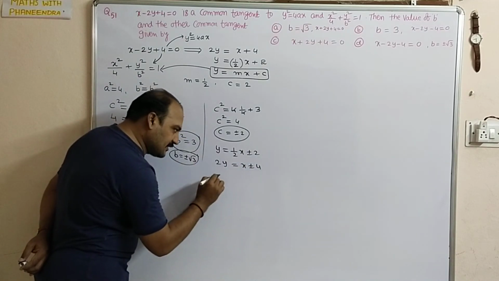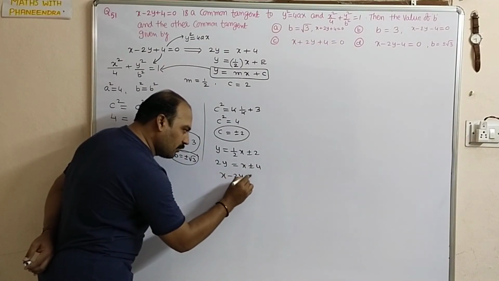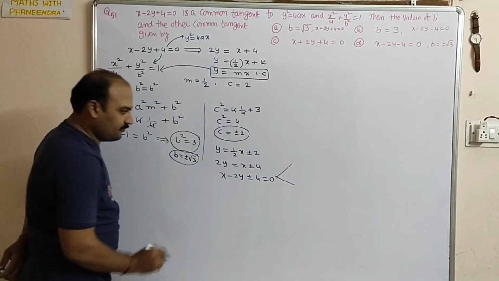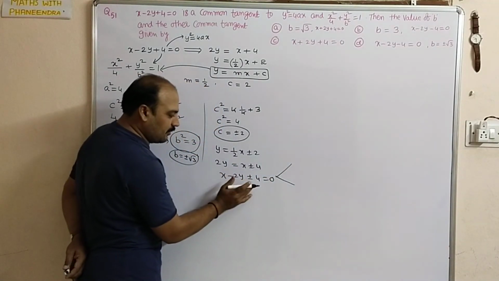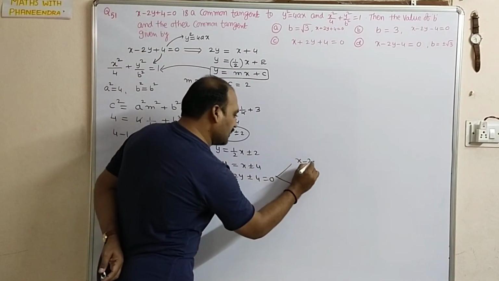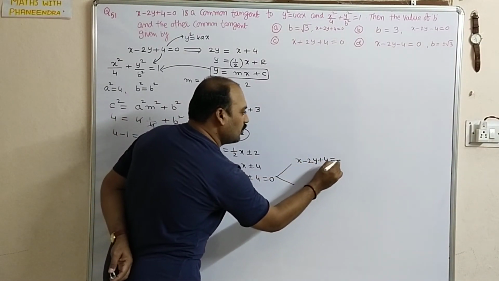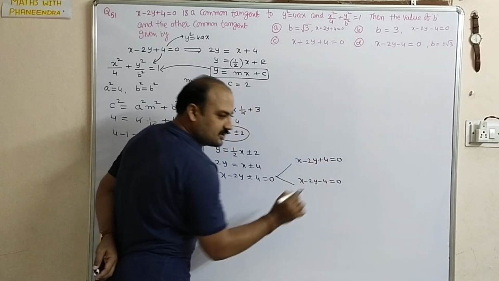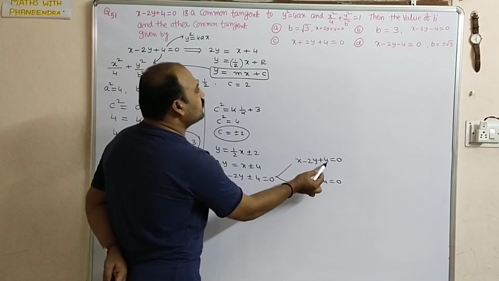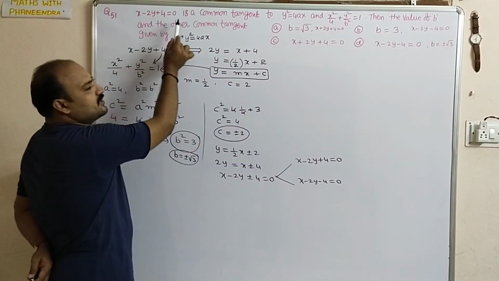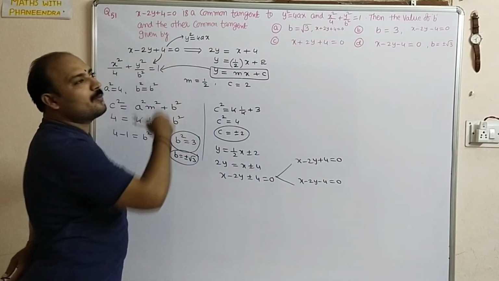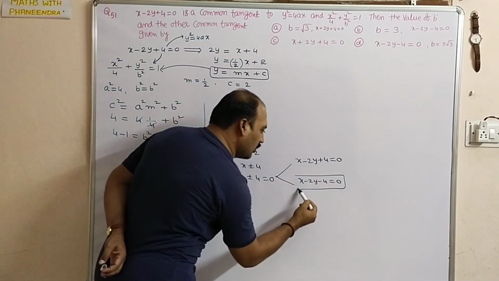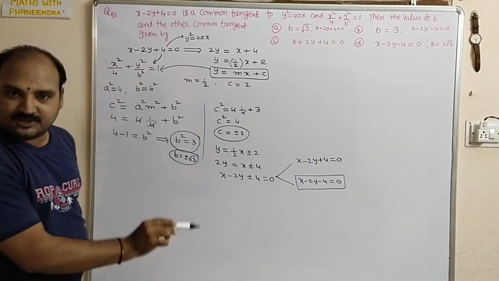So taking 2y across, x minus 2y plus or minus 4 equal to 0. Two possibilities of tangents are there, one if we consider plus, one if we consider minus. So x minus 2y plus 4 equal to 0, x minus 2y minus 4 equal to 0. Both are tangents. X minus 2y plus 4 if you take, it is already the given tangent. For that, another common tangent they are saying. So x minus 2y minus 4 equal to 0 is the required other tangent.